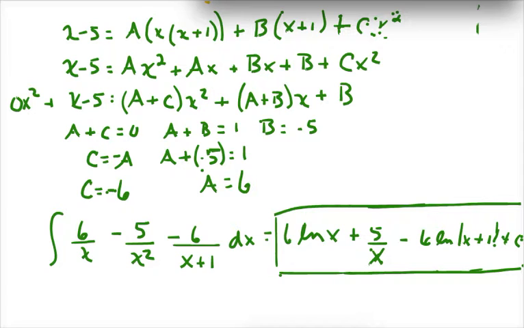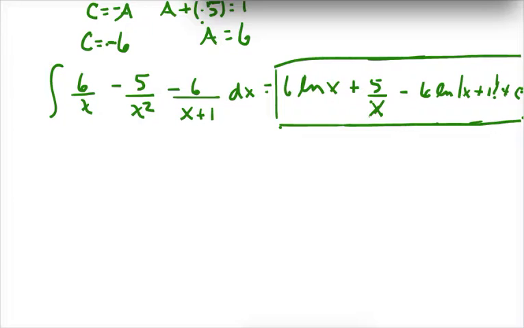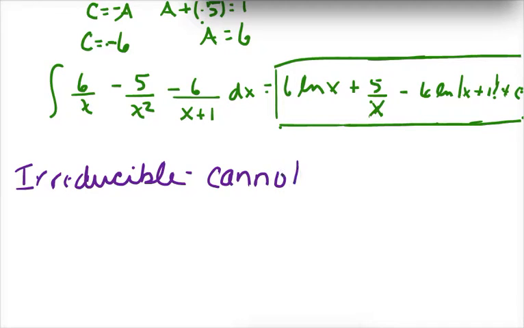Okay, I'm going to pause there and one last concept. For our last concept, we need one more vocab word, and you already have a feel for this, and that's irreducible. All that irreducible means is that a polynomial can't be factored further over the real numbers. So it's irreducible, it cannot be factored further.